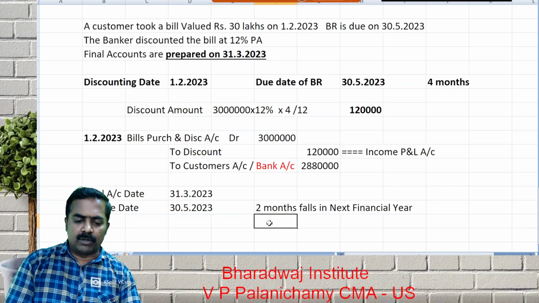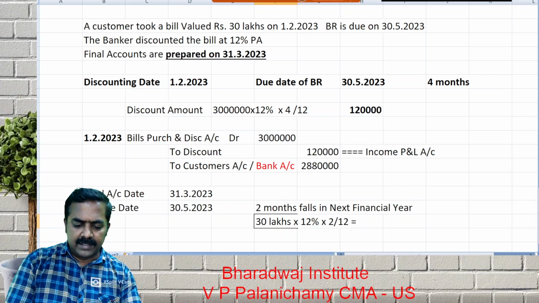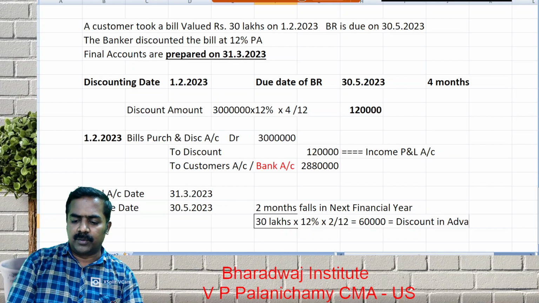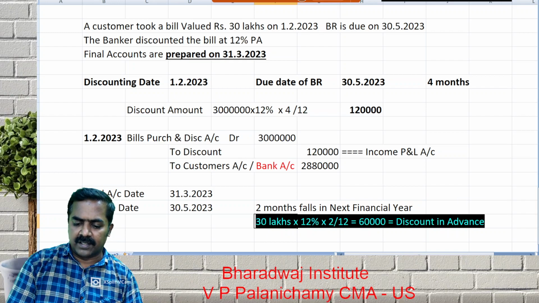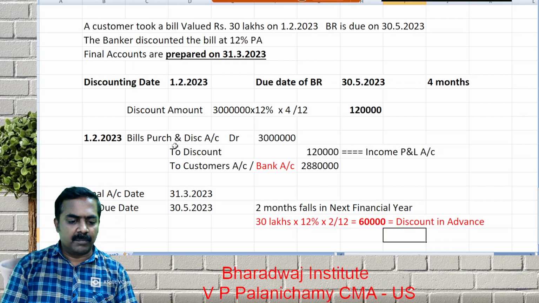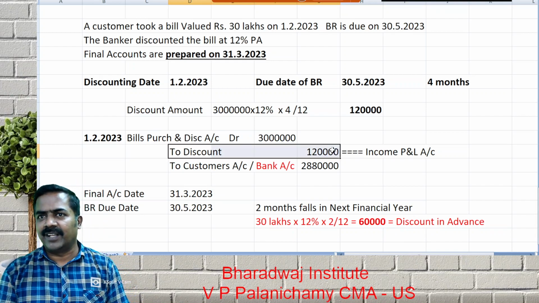On the 2 months, discount is 30 lakhs into 12 percent. 12% for how many months? 2 months. How much will it be? 60,000. This is like which one? Discount recorded in advance. That is not for the current year. That is for which year? Next year. But at the journal entry level, we have recorded the discount entirely.